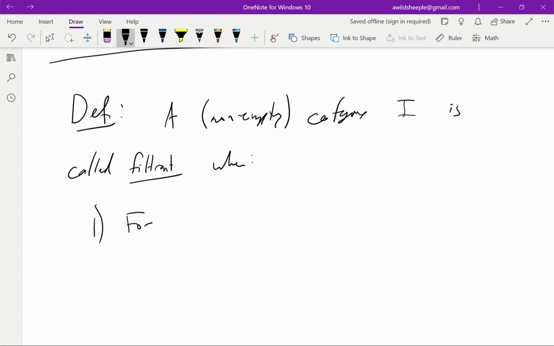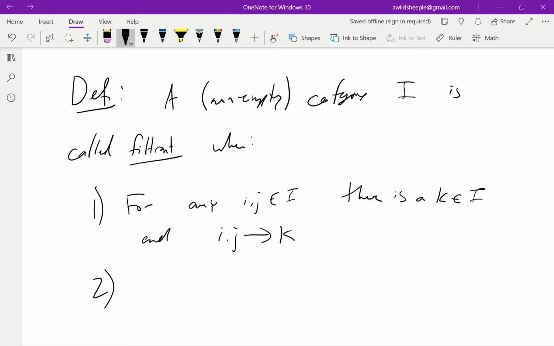So condition 1: for any pair of elements i, j, there is a k and morphisms, which I'm not going to bother to name, i, j to k.